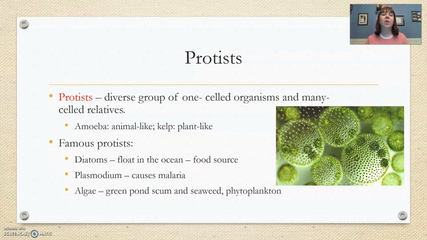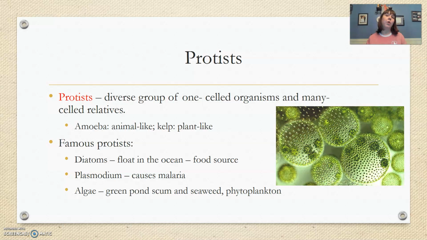Now, protists are a diverse group of one-celled organisms, but then they also include some many-celled relatives. So think like amoeba. You may have seen the Amoeba Sisters, or you may have seen amoeba in pond water. Those are kind of animal-like, while kelp is more plant-like. So protists are really kind of a diverse group of tiny organisms.